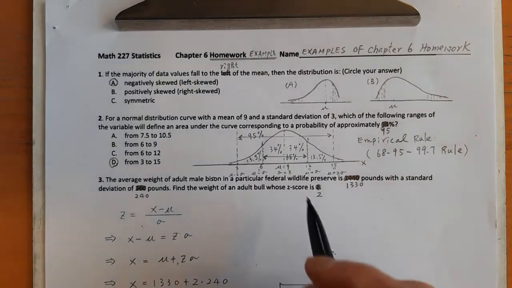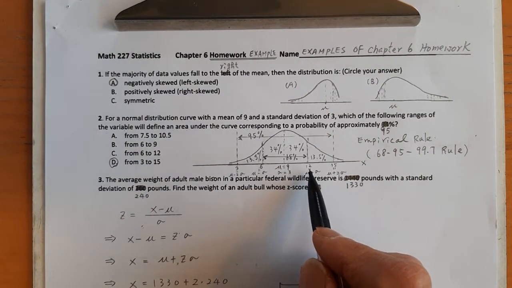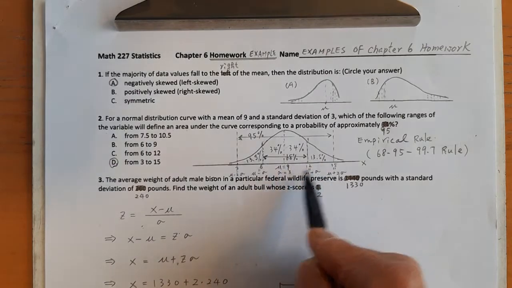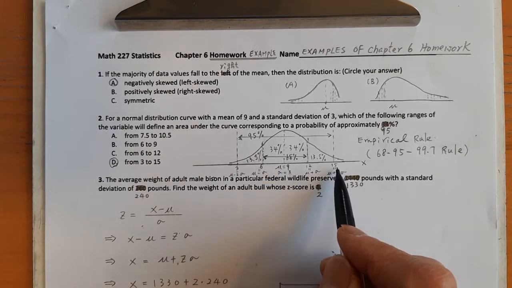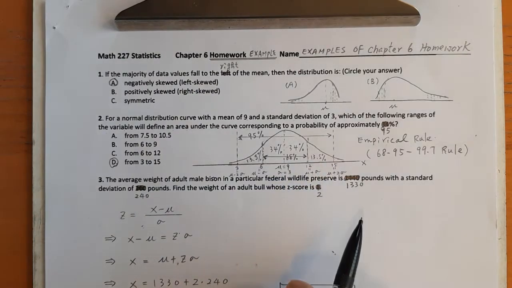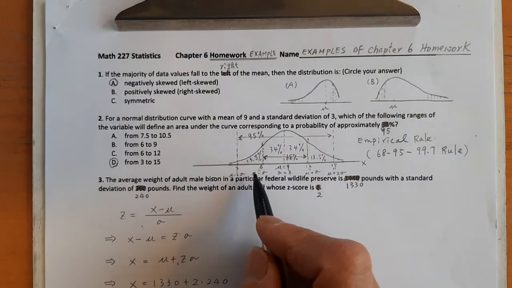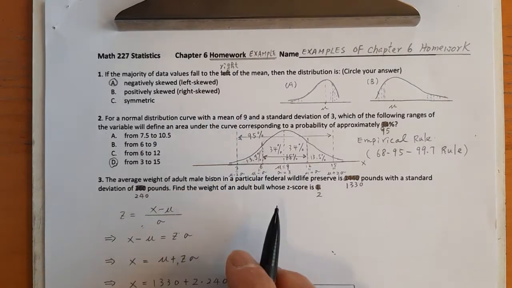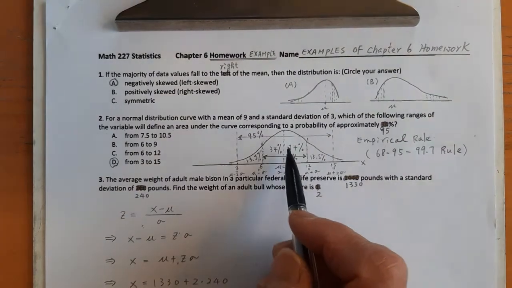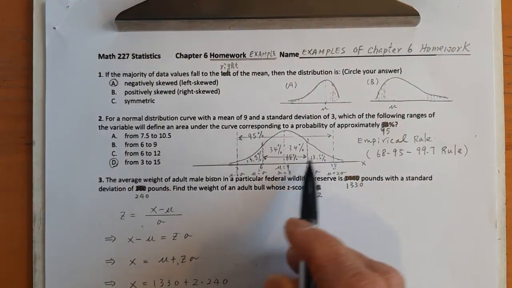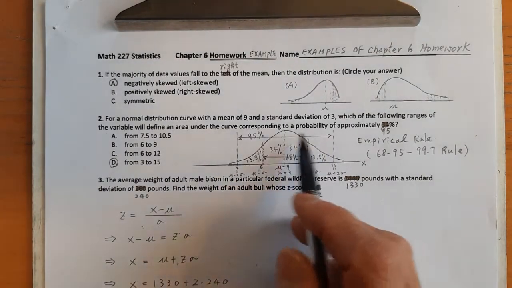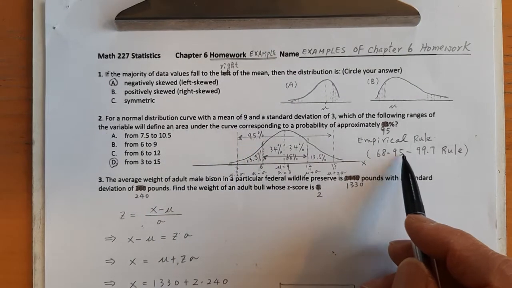Two standard deviations. The mean is 9. Add 3 is 12, one standard deviation. Add another 3 is 15. 15 is two standard deviations. 3 times 2 is 6. 9 add 6 is 15, which is two standard deviations above the mean. And minus 6 gives 3. So 3 is two standard deviations below the mean. The probability under the curve within two standard deviations of the mean, from 3 to 15, is 95%.